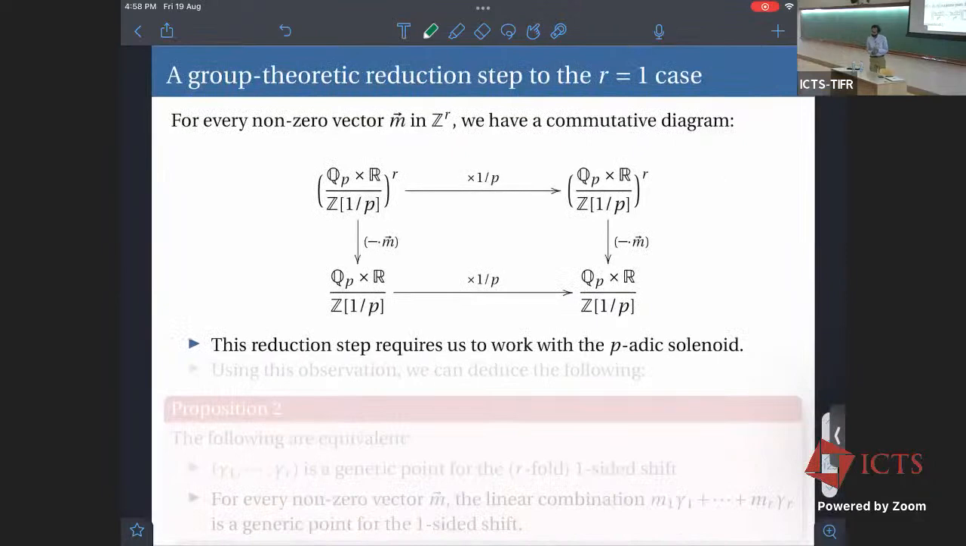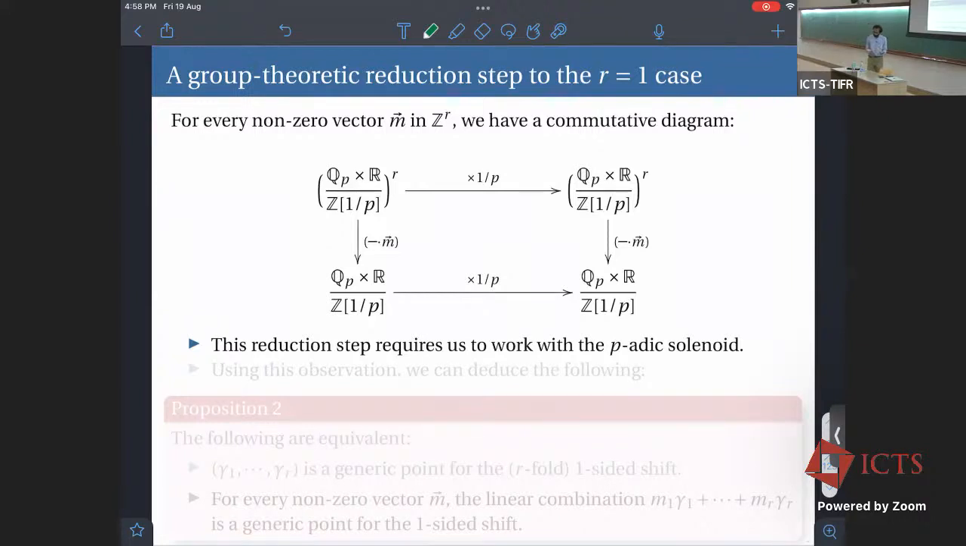Okay, but the one obstacle for us for a long time was that you have an R-fold product, and we wanted to reduce the R-fold product to the case 1. And we really tried to do this using symbolic dynamics, and we couldn't do it. But then when we come back to the p-adic solenoid, the map was very simple. The map was just 1 over p.